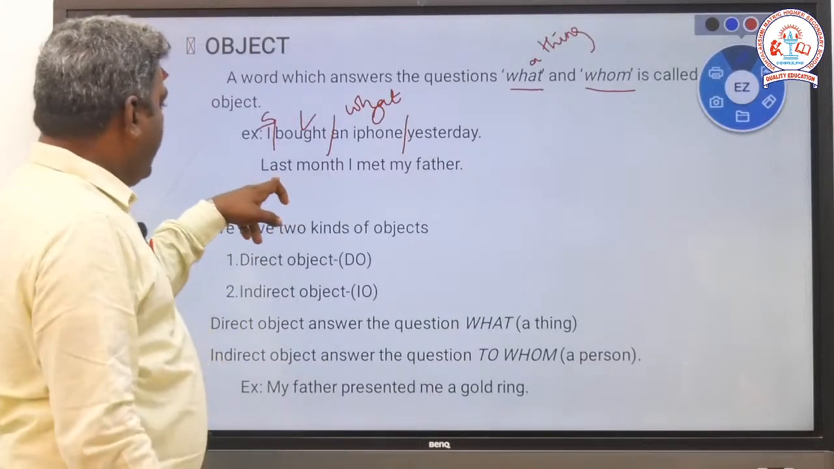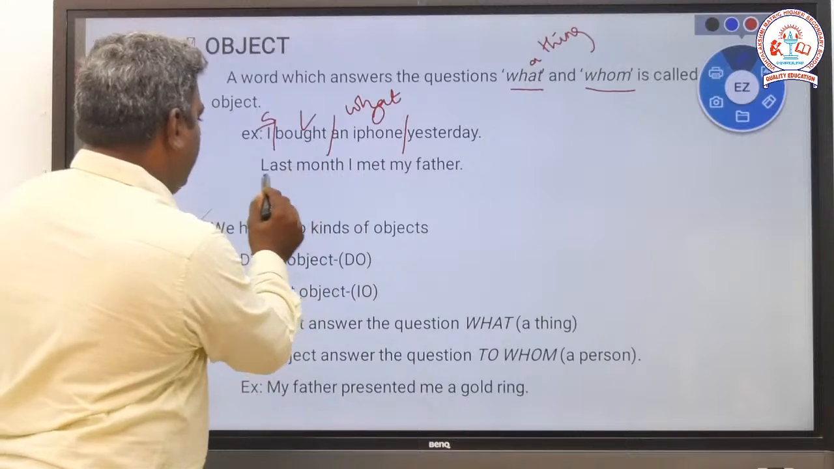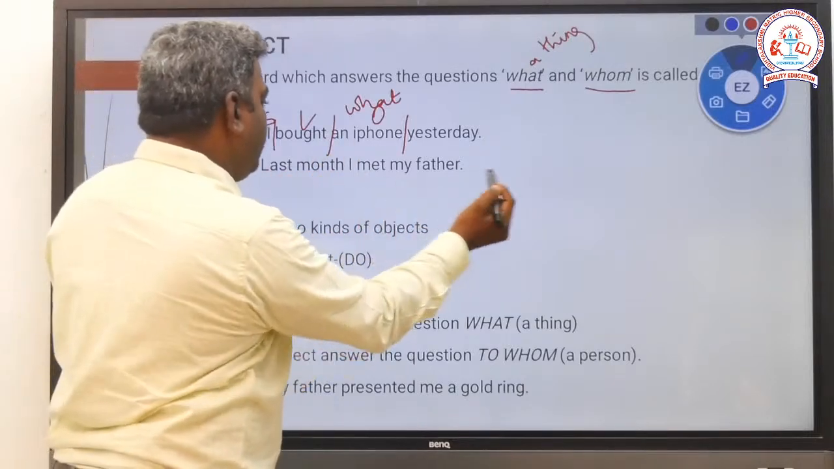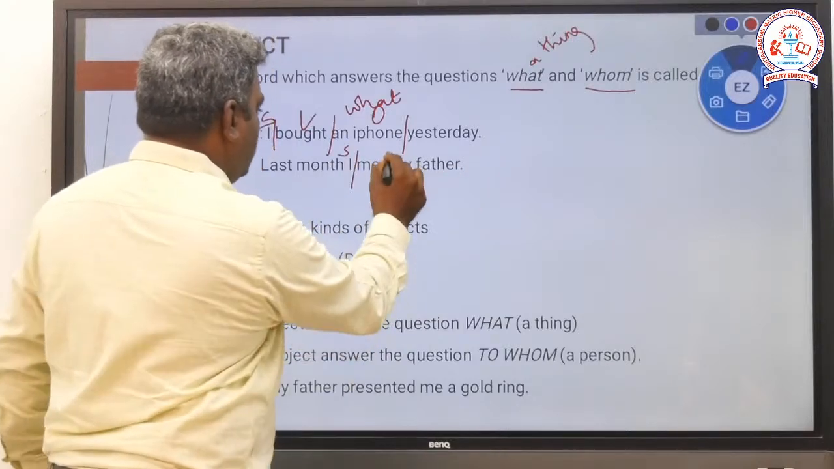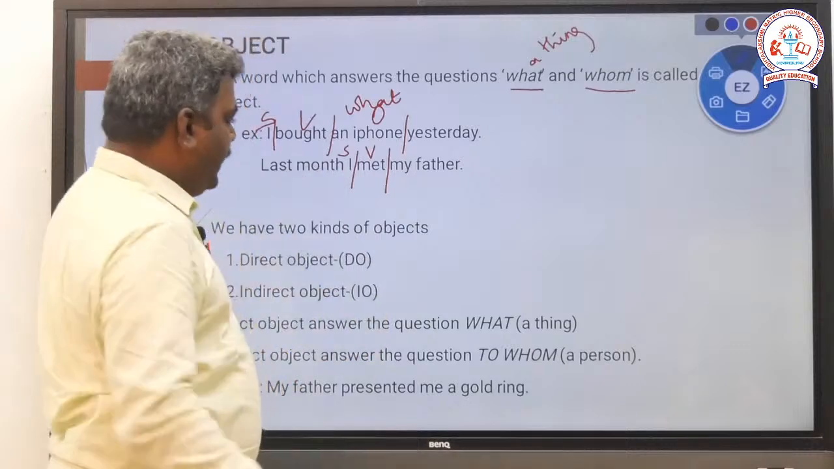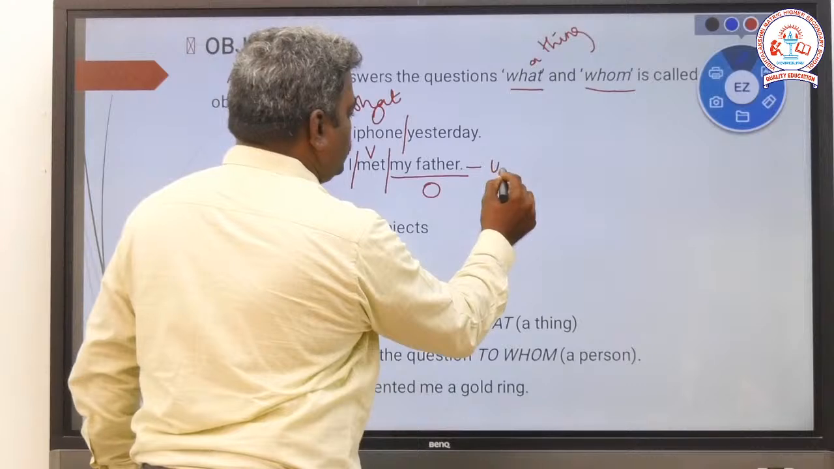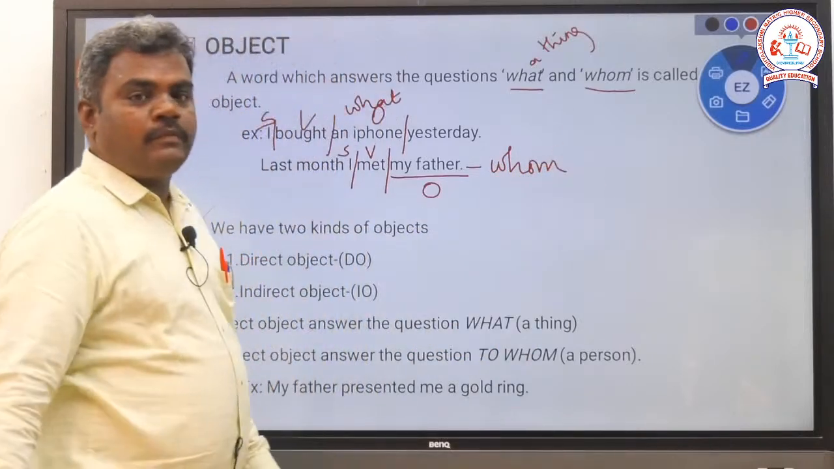Good. Last month I met my father. It's not necessary, you should not bother about last month. Just let's go for I met my father. It's very easy. Subject, met, action verb, my father. Object, because it answers the question whom.